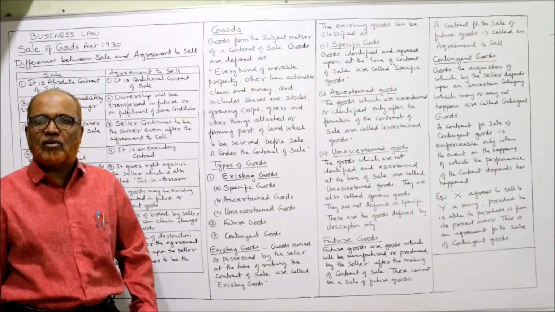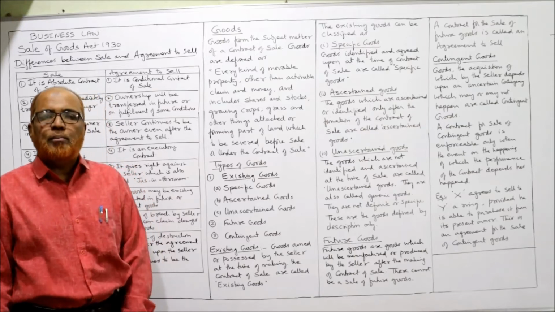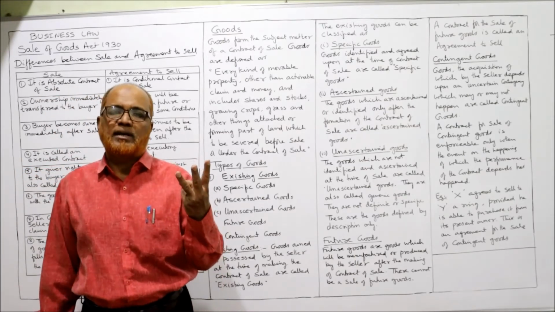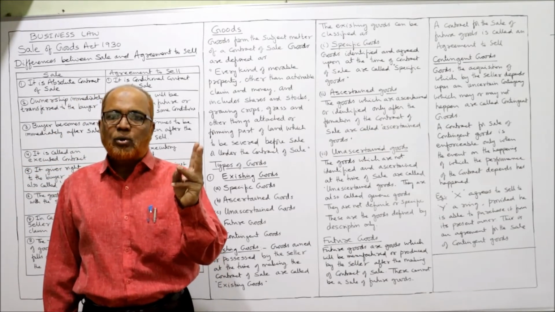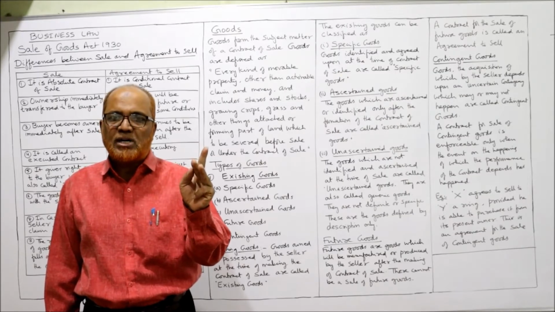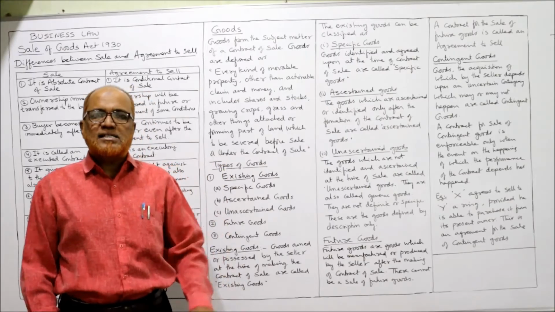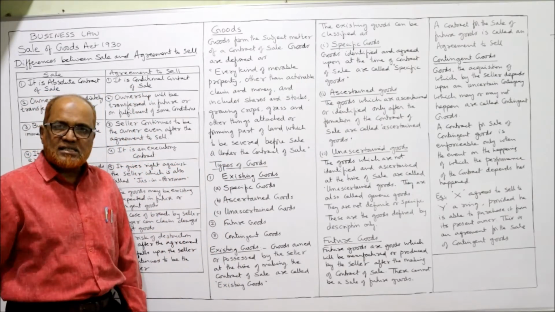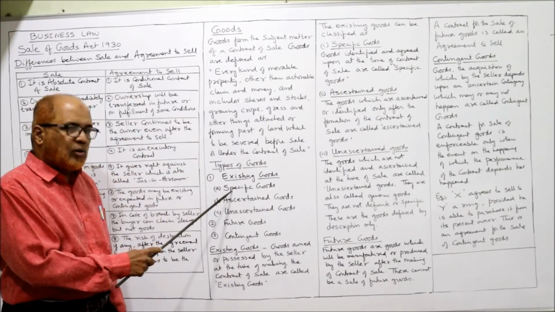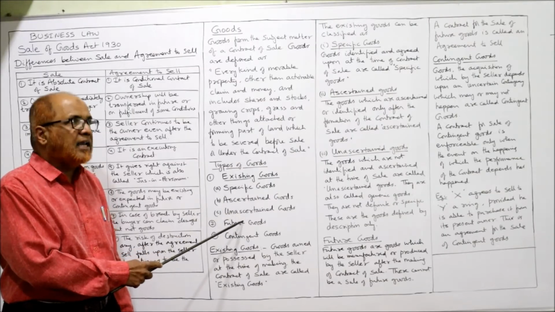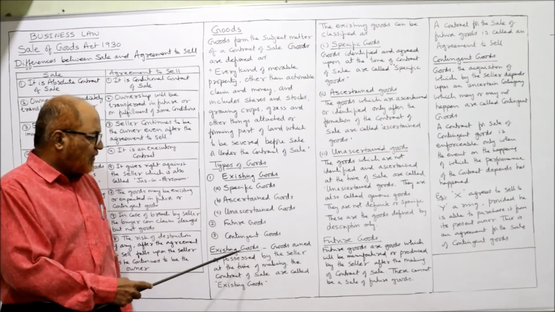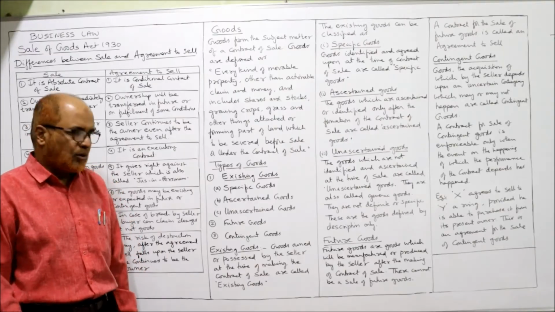Now, classification of goods, types of goods. Broadly, goods can be classified into three categories: existing goods, future goods, and contingent goods. These are the three. Under existing goods, again we have specific goods, ascertained goods, and unascertained goods. So first of all, we'll discuss existing goods.